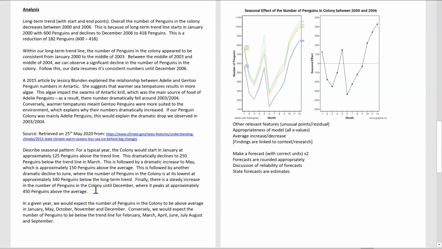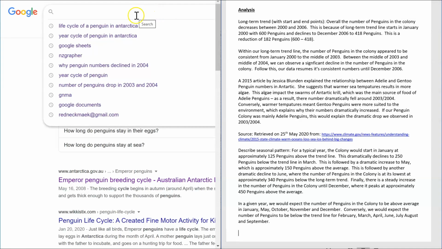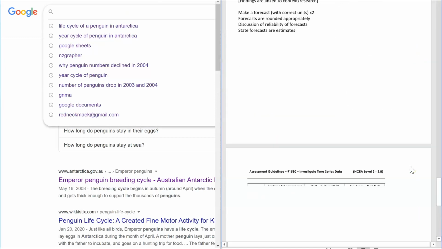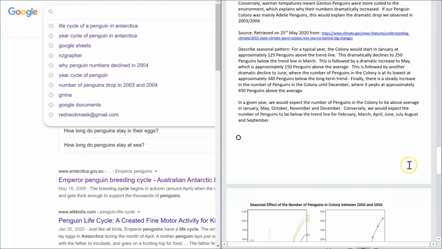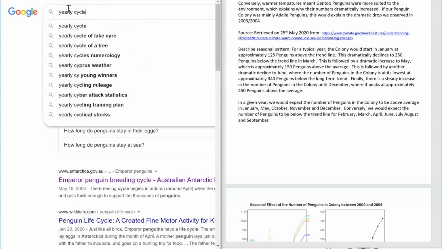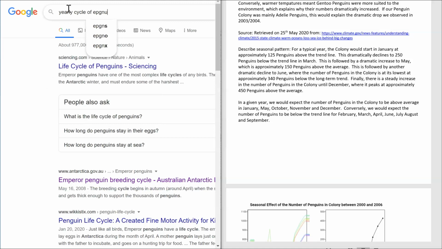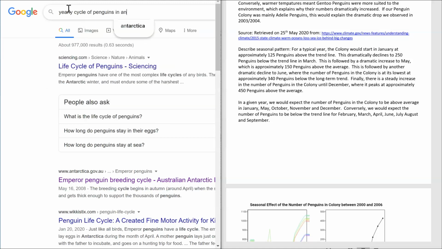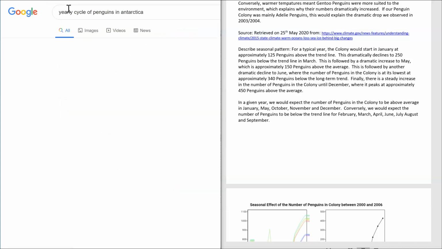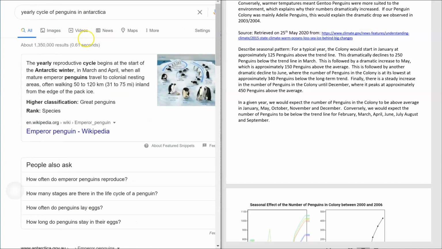We now need to describe why this is happening, and for that, we need to do a little bit of research. Okay, we're going to switch back to Google, and we're just trying to figure out what the yearly cycle of a penguin is about. So we're back over here, and we just need to hopefully be able to explain some of the comments that we just made. So let's write yearly cycle of penguin in Antarctica. And hopefully this is going to give us some good information.